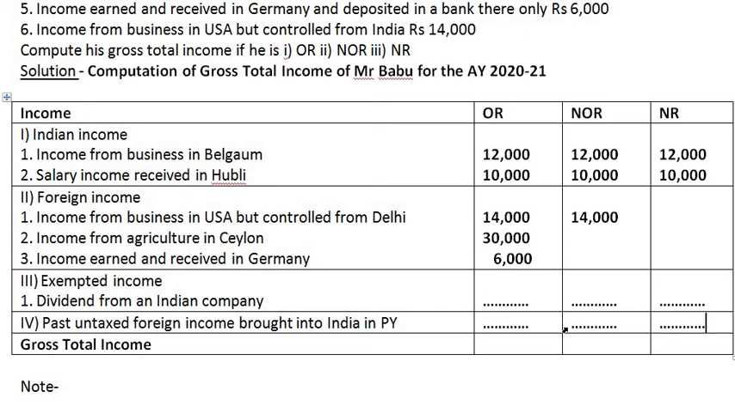Now we have to total the ordinary resident column, not ordinary resident column and non-resident column. That we get as our gross total income for each respective residential status. So for ordinarily resident, we get gross total income as 72,000 rupees. For not ordinarily resident, you get 36,000 and for non-resident, we get 22,000. I hope you have understood it.